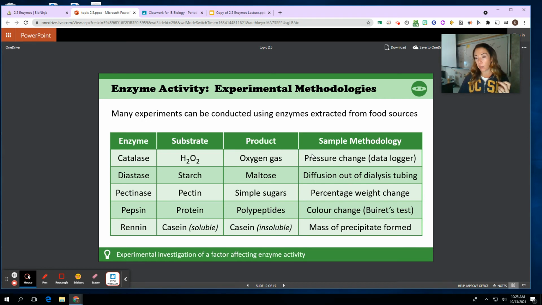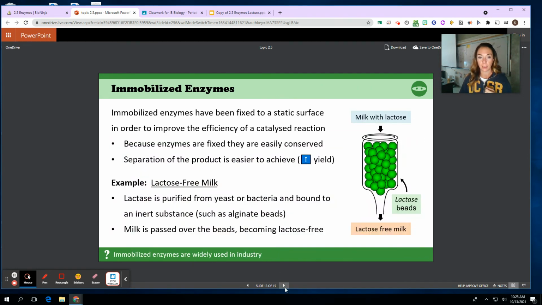We are going to be looking at bubbles or the amount of production, but you can also look at starch being broken down by diastase. You can look at different proteins with pepsin being broken down, and we can actually see a color change because the protein goes away. So there's a lot of different ways that we can see enzyme activity in labs, and we will need to know some of these certain things, and I'll talk about that in class.